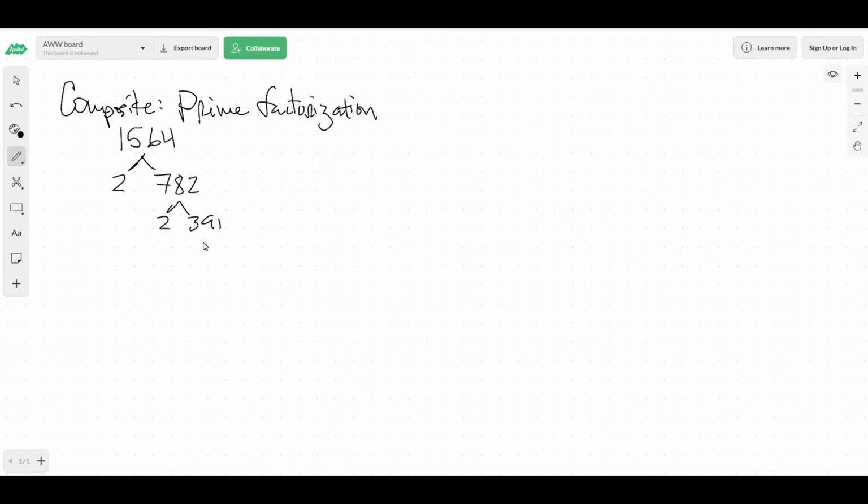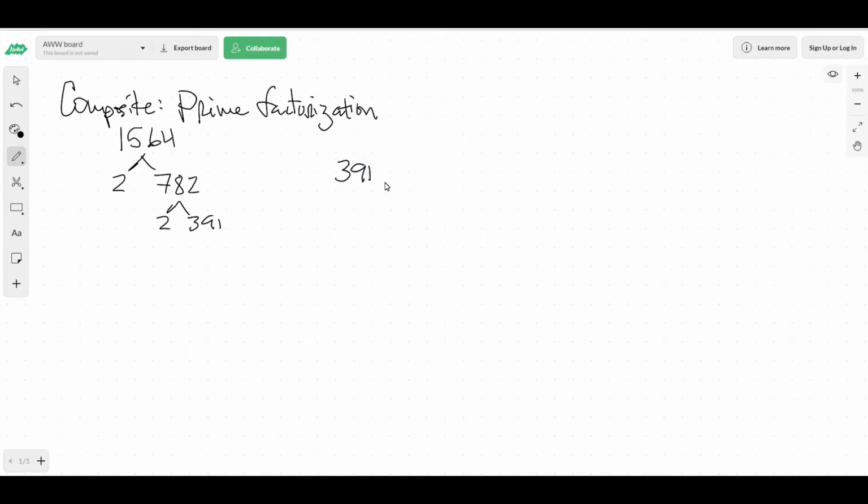Let's see. Is that divisible by 3? 3 plus 9 plus 1, that's 13. That doesn't work. So it's not divisible by 3, 4, 5, 6. Let's see, can I do it by 7? Oh, you know what? I guess this is a good time to show my online students the 7 rule. I told my in-person students, I do not expect you to memorize it.